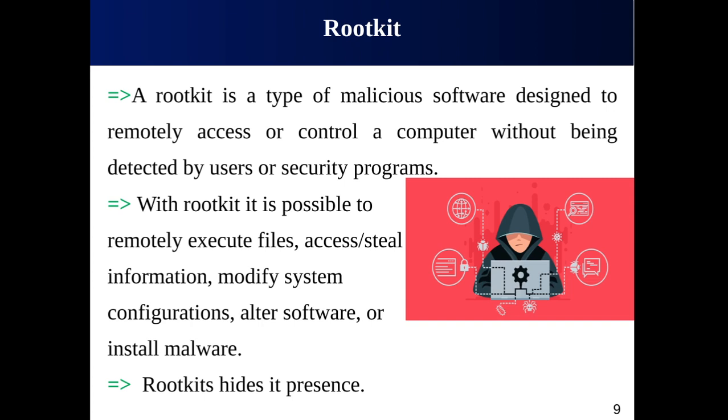In this case, the intruder will install a rootkit on a computer after first obtaining user level access, either by exploiting a known vulnerability or by cracking a password. Once the rootkit has been installed, it is possible for the malicious party behind it to remotely execute files, access or steal information, modify your system configuration, alter the software, and plenty of other things. And the best thing about the rootkit is that it will hide its presence. Therefore, its prevention, detection and removal can be very difficult.